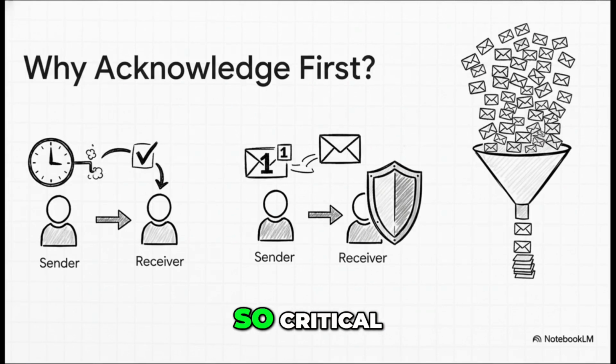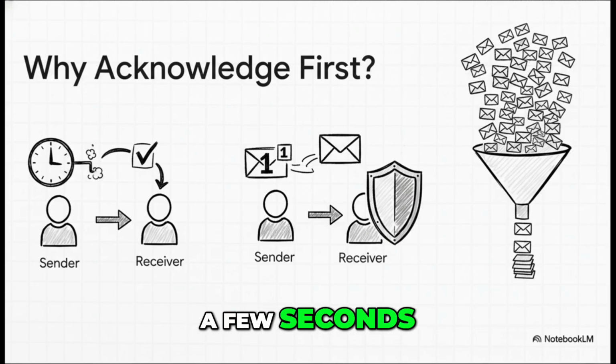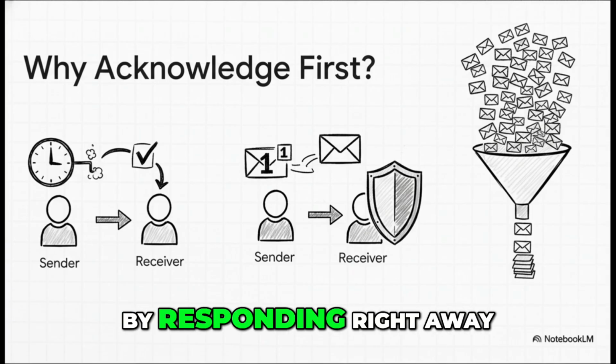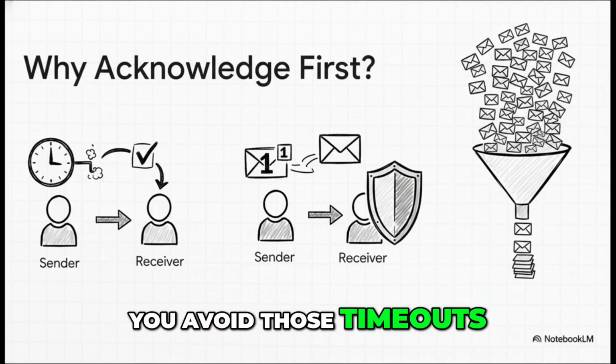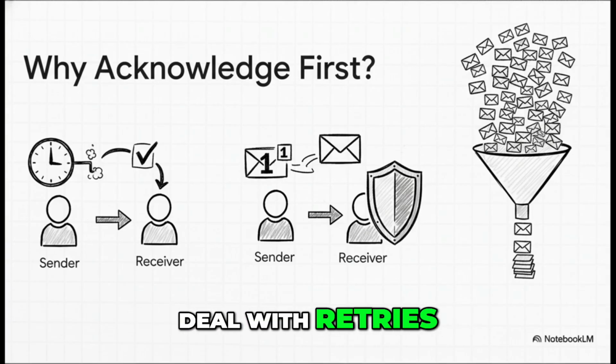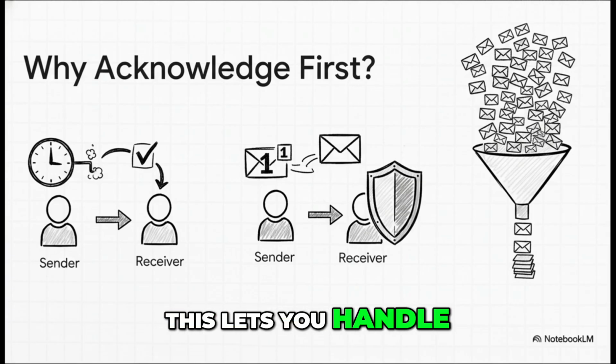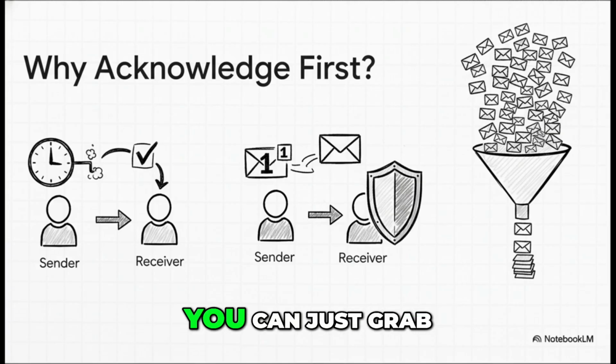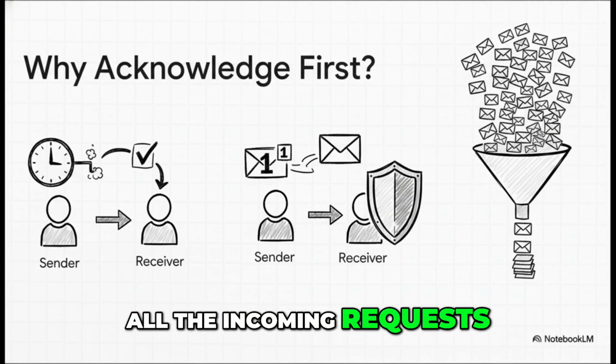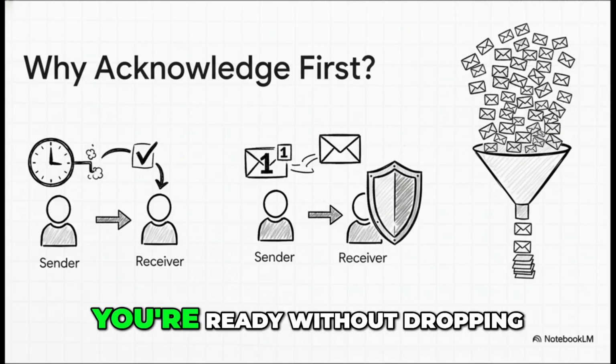So why is this so critical? Well, for starters, a lot of services will just give up if they don't hear back from you in a few seconds. They'll assume it failed. By responding right away, you avoid those timeouts. It also helps you deal with retries because if the sender thinks it failed, it's going to send the same message again. And finally, this lets you handle huge spikes in traffic. You can just grab all the incoming requests, stick them in a queue, and process them when you're ready, without dropping a single one.